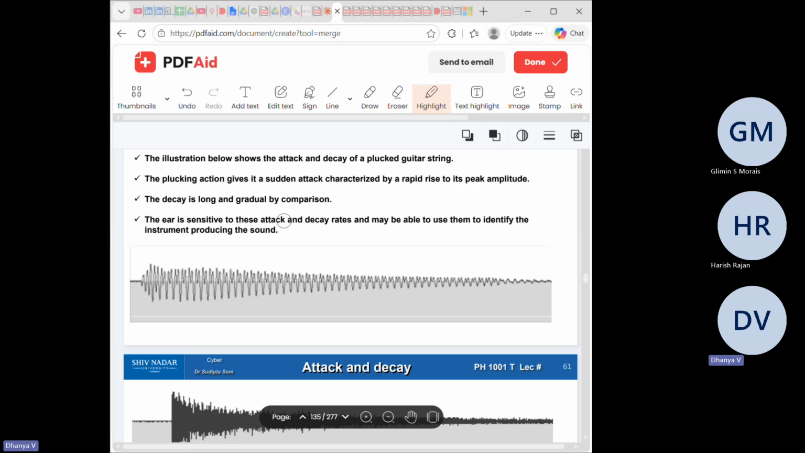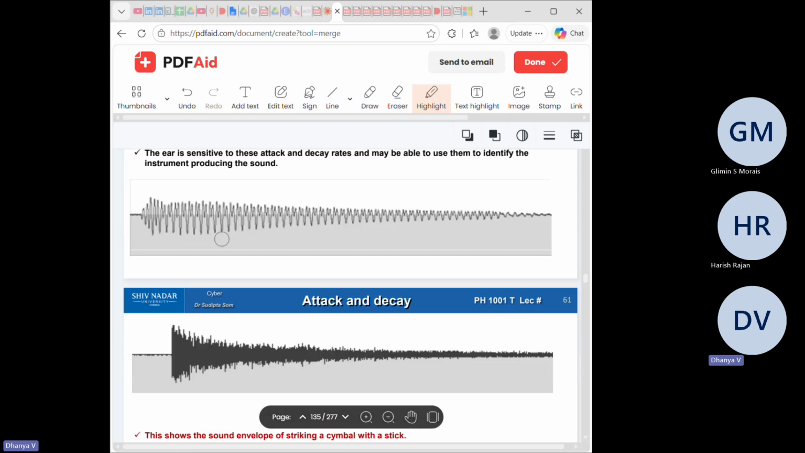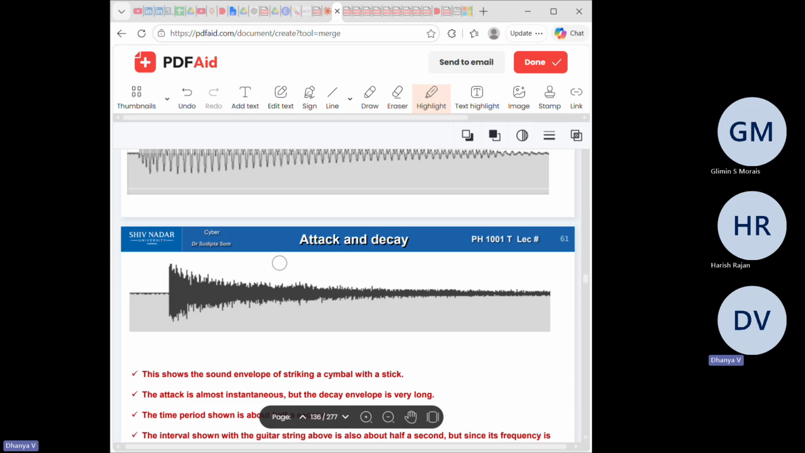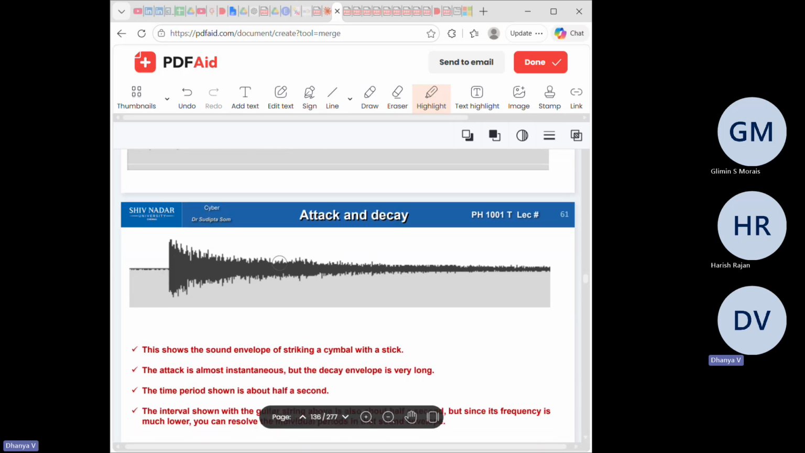So you are sensitive to these attack and decay rates and very able to use them to identify the instrument. As I said before, attack and decay is another differentiating factor for finding a sound which has the same pitch and intensity.